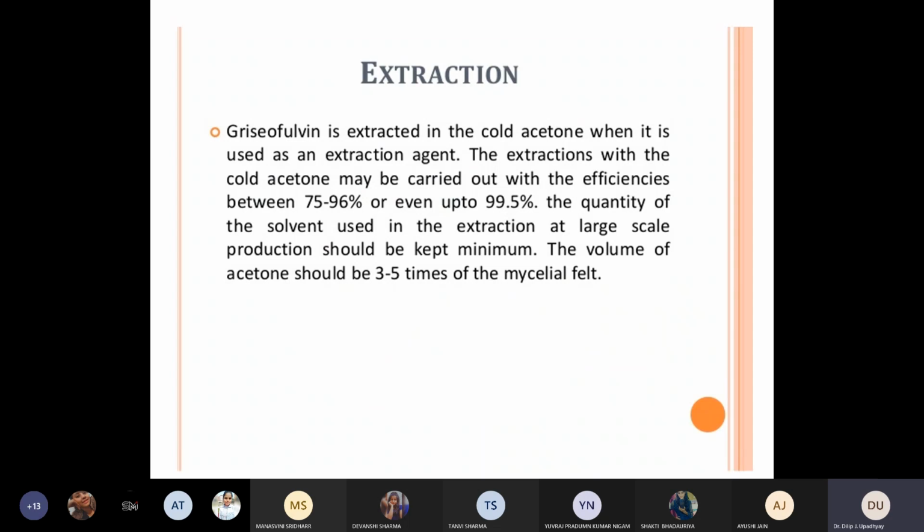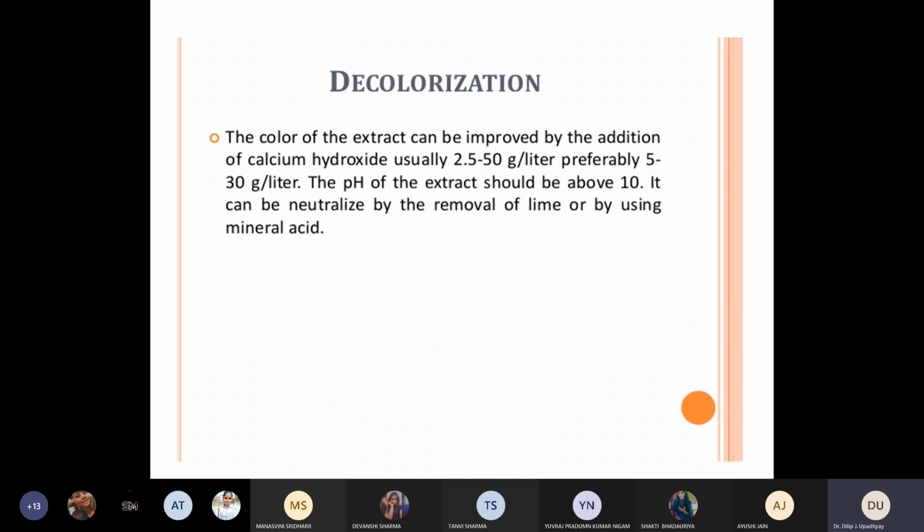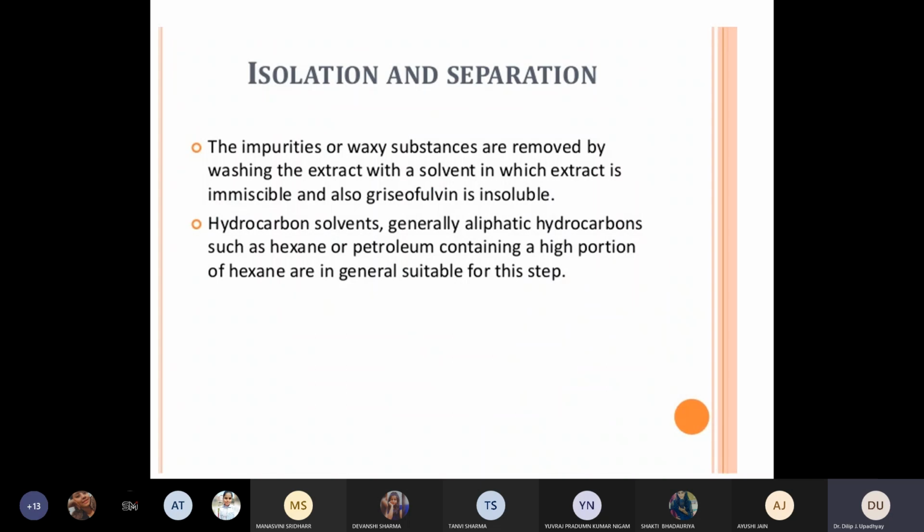We can take it again, but extraction is very simple. Decolorization I have explained. And then isolation and separation of the product. The impurities of waxy substance are removed by washing. You see, washing the excess solvent.